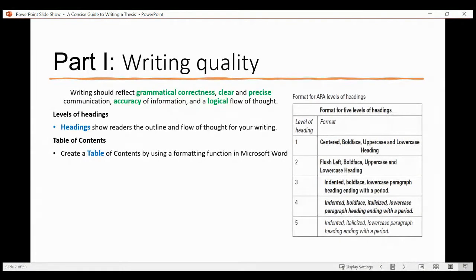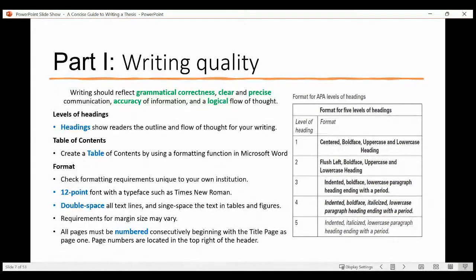Table of contents, I would suggest that you use the table of contents function in Microsoft Word. It's very helpful. I personally use this function in creating a table of contents. The format, again, check with your institute or your university.